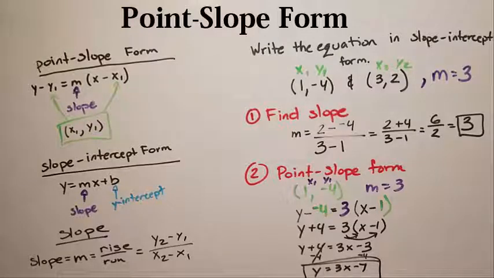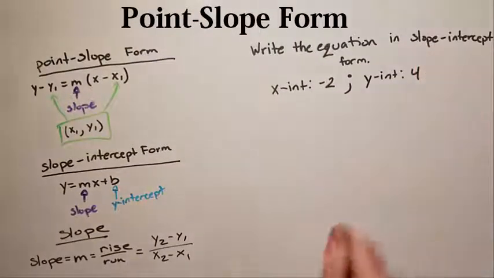So this is slope-intercept form, where I could identify the slope. The slope is the number in front of x, so slope is 3. And I could identify the y-intercept. The y-intercept is the lonely number without any letter. The y-intercept is -7. And you're done.